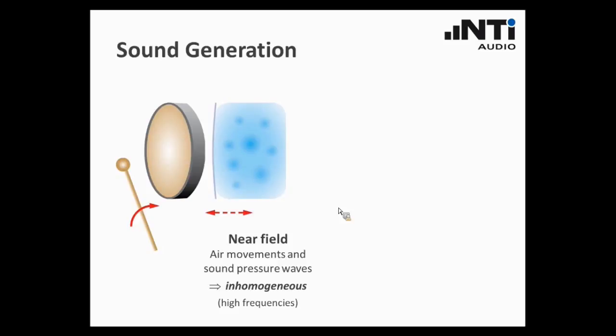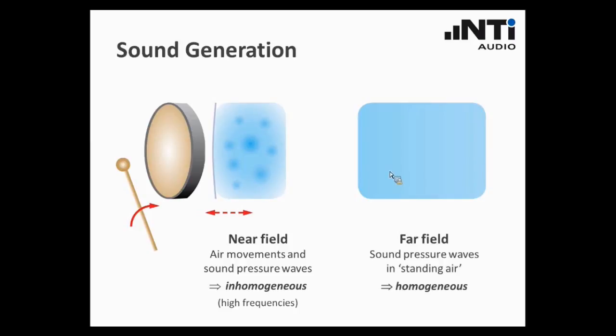Well, as soon as we go a little bit further away from that membrane, we have a different situation, because here the movement of the air is no more noticeable, but what we see are the sound waves that are propagating through that area. So we have changes of crest and trough, and the sound waves are propagating through that area. And that means that here we have a homogeneous situation. In opposition to the near field, the far field, that is where we are talking about, offers us a homogeneous situation. So the sound pressure waves are moving through that far field in somehow standing air.